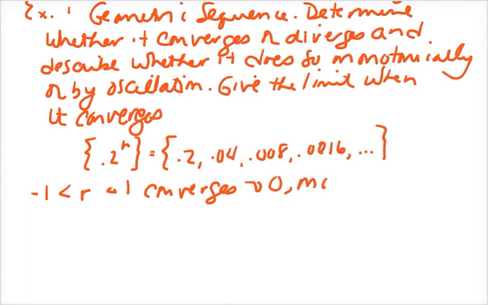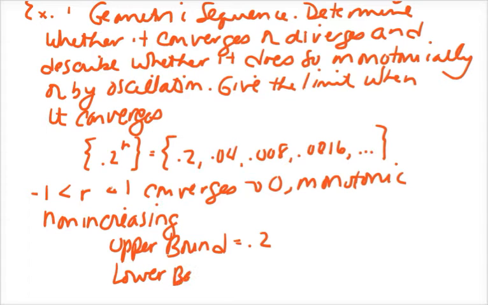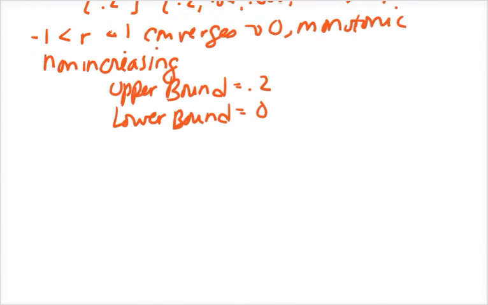It's monotonic because it's non-increasing. It's also bounded, where the upper bound is equal to 0.2, and the lower bound, since it converges, is 0. Okay, so that's one example. Let's do another quick one, and then that'll be it for this, and we'll do a warm-up tomorrow.